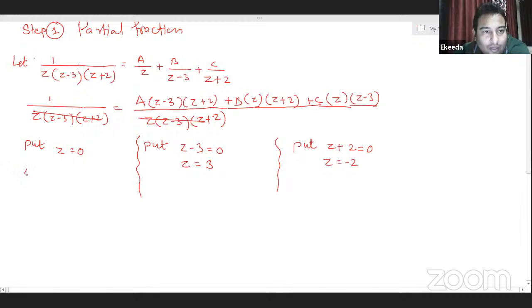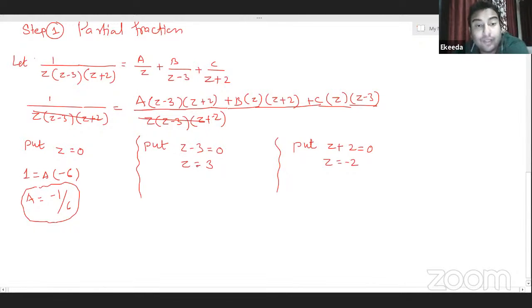If I put z equal to 0, in the numerator we have 1. On the right hand side, it will be A. If I put z equal to 0, this is minus 3, and this is 2, so minus 3 into 2 is minus 6. The next term is 0 into anything, which is 0, and this term is also 0 because z is 0. So the entire term will be 0. In short, the value of A is equal to minus 1 by 6.